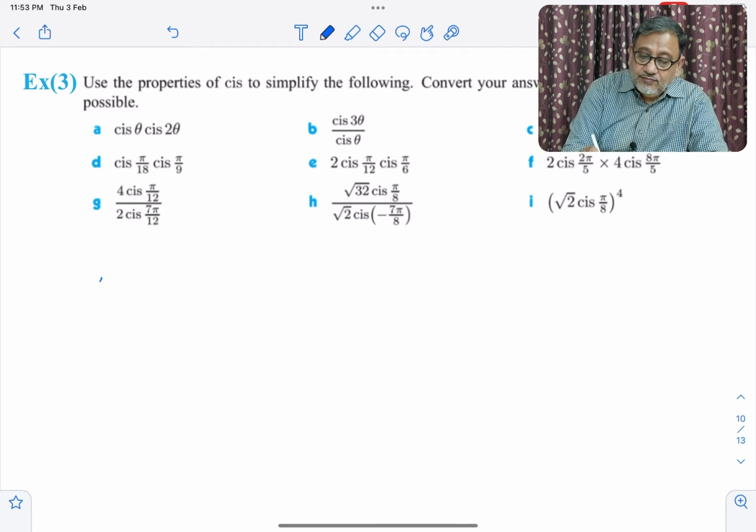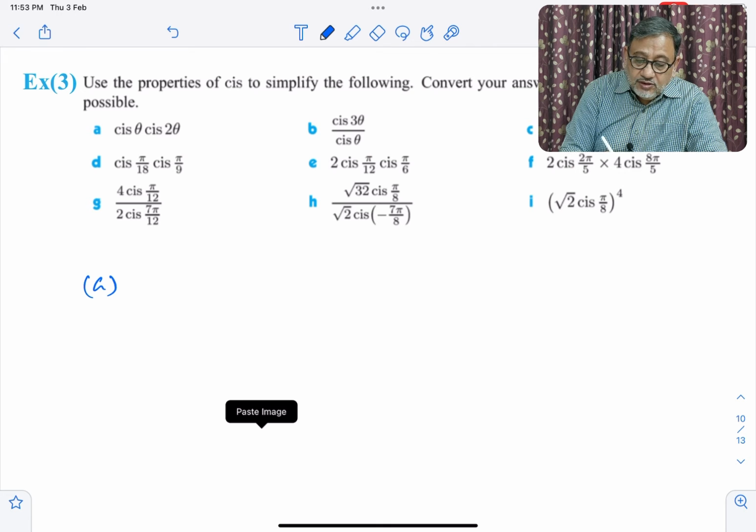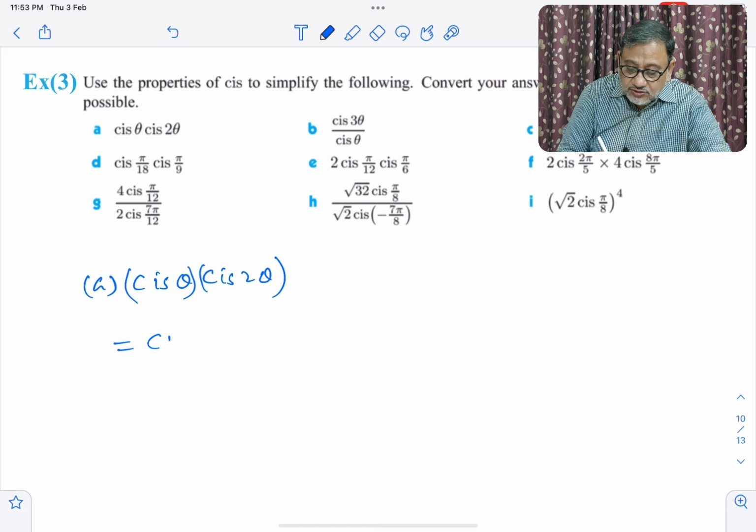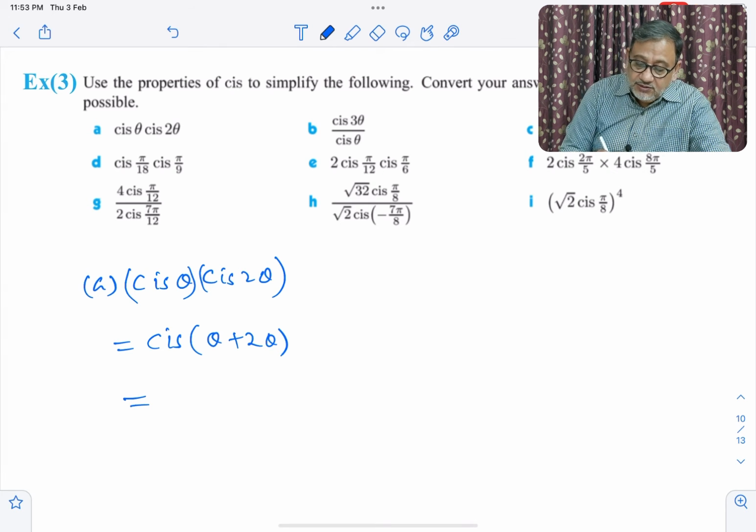Yeah. So first part, I will do few of them. Cis theta into cis 2 theta. Okay. There is multiplication of both of them. Now if there is multiplication, we can change it to addition, but we write cis together. So theta plus 2 theta. Okay. Multiplication changes to plus and the answer will be cis 3 theta. Okay. Like this we get the first part.